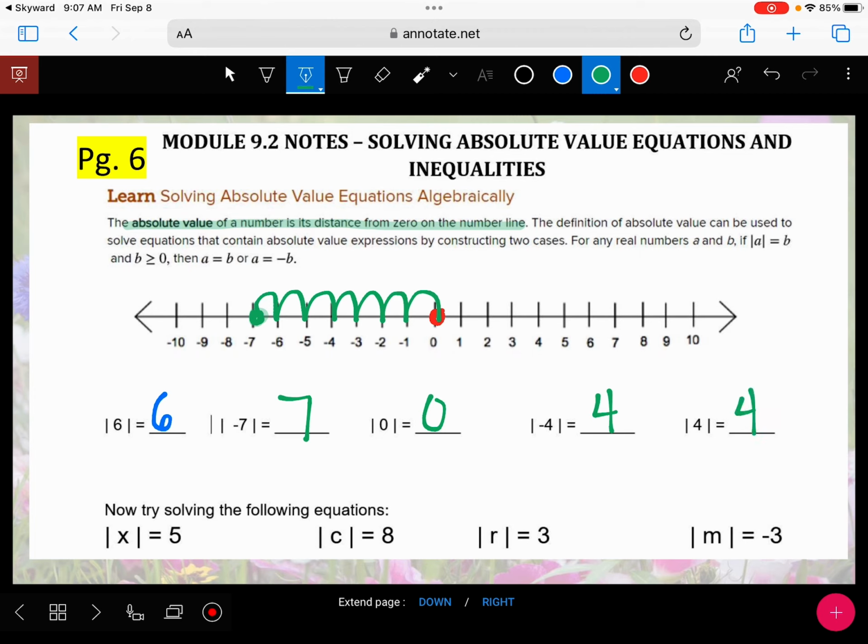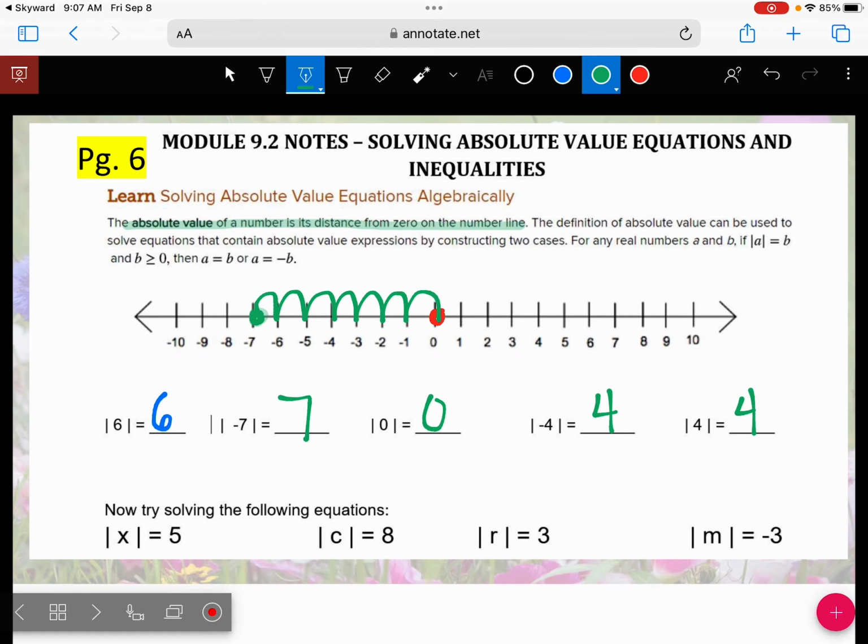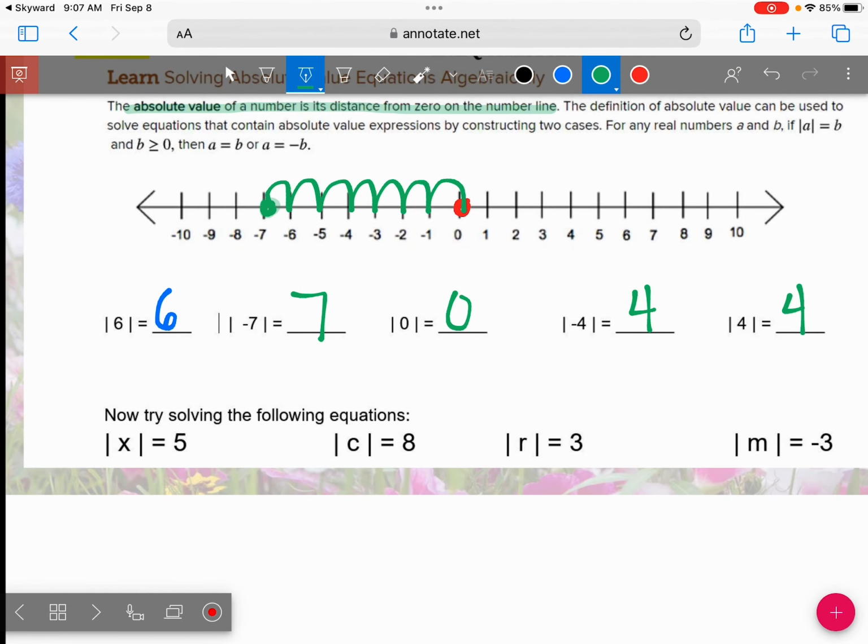So when we're solving an equation, what this is asking me here is what numbers have an absolute value of 5? 5, and what else? Negative 5. That would be my answer. Because 5 has an absolute value of 5 and negative 5. Both of these dots are 5 hops away. So that's why there are 2 answers to that first equation.